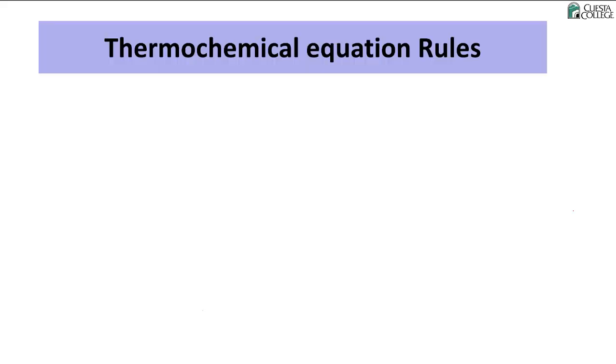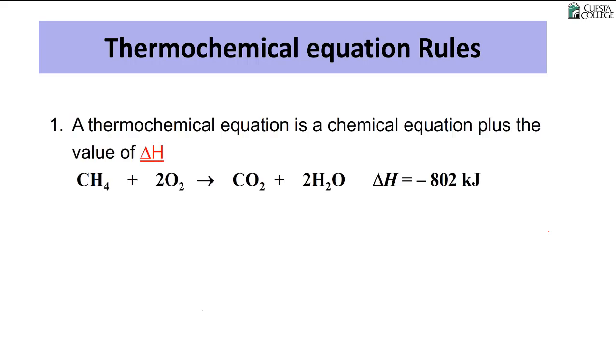First, we're going to talk about some thermochemical equation rules. A thermochemical equation is just a chemical equation plus the value of delta H. For this particular reaction, methane, CH4, can react with oxygen to make CO2 and water. 802 kilojoules of energy is released. Delta H is negative 802 kilojoules.